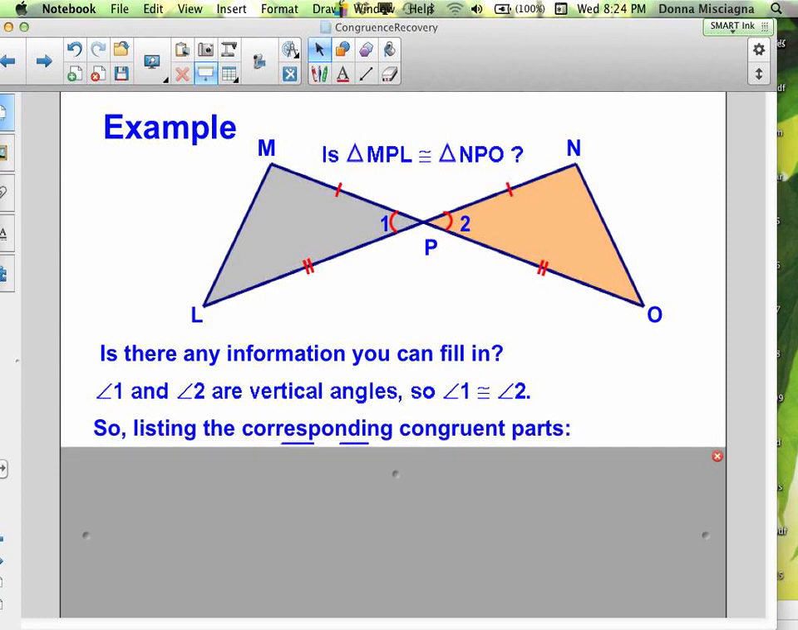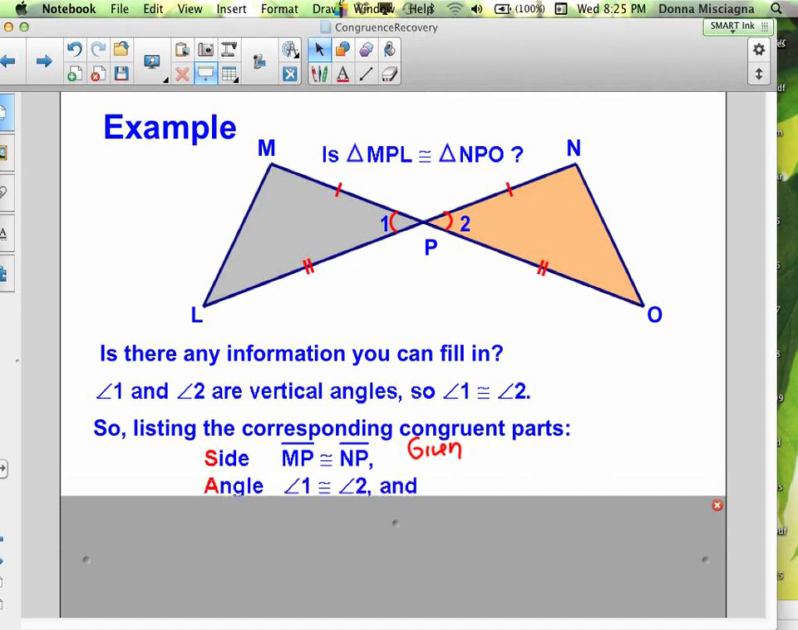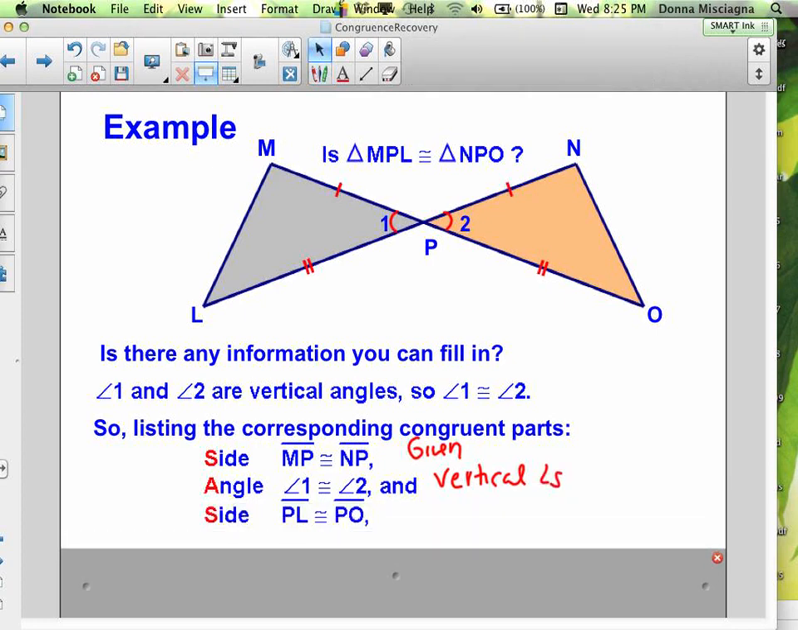So now let's list the corresponding congruent parts, right? So we're given that MP is congruent to NP. That's a given. Actually, I'll write that down. We determined that angle 1 is congruent to angle 2, because those are vertical angles. We were also given that side PL was congruent to side PO. That's a given.